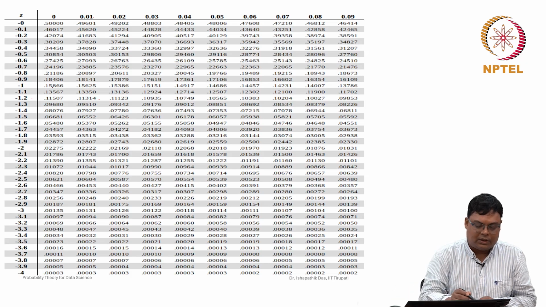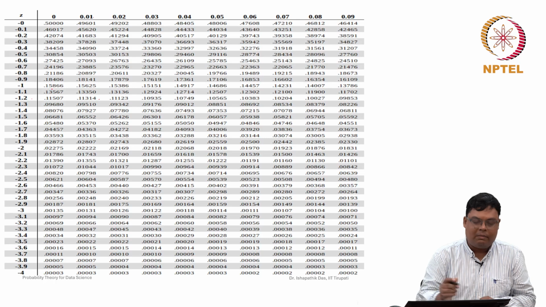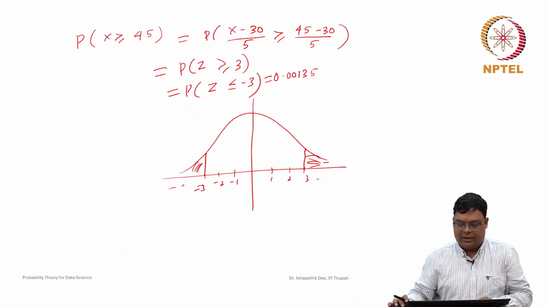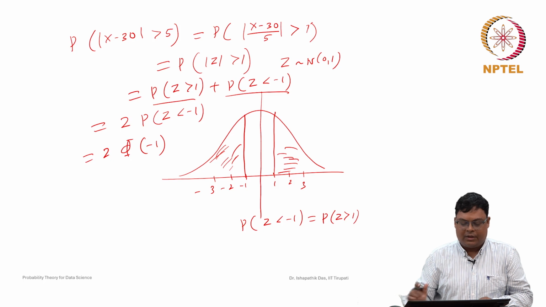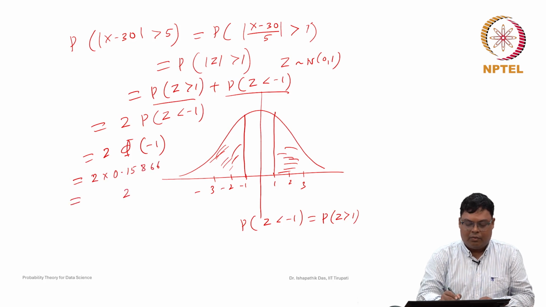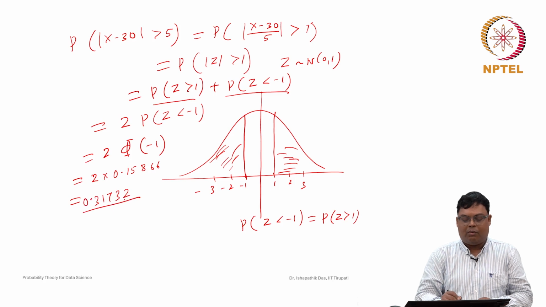So, here you can see this probability is 0.15866. You just have to multiply it by 2. So, this is nothing but 0.31732. So, this is the probability we needed to calculate. So, then we found this.